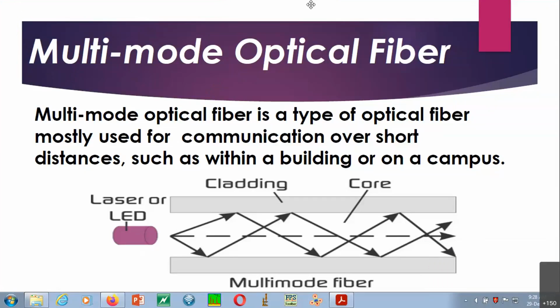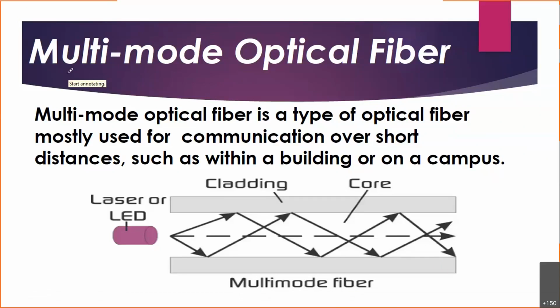Again, everything is very clear from the name itself. Multi-mode means more than one mode. If I remember, I have told you the meaning of mode also. A mode is basically a path, a possible path. Actually there are theoretically an infinite number of paths, but you have to look at the practical or possible number of paths which can exist in the optical fiber cable. So the number of possible paths we know as modes.